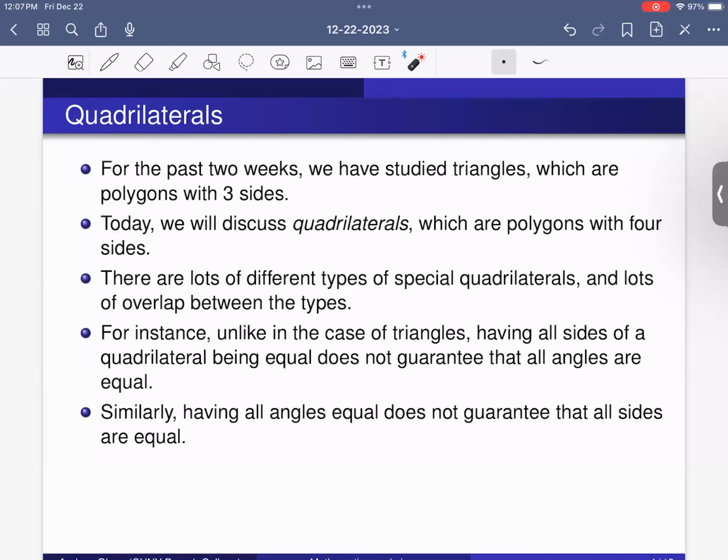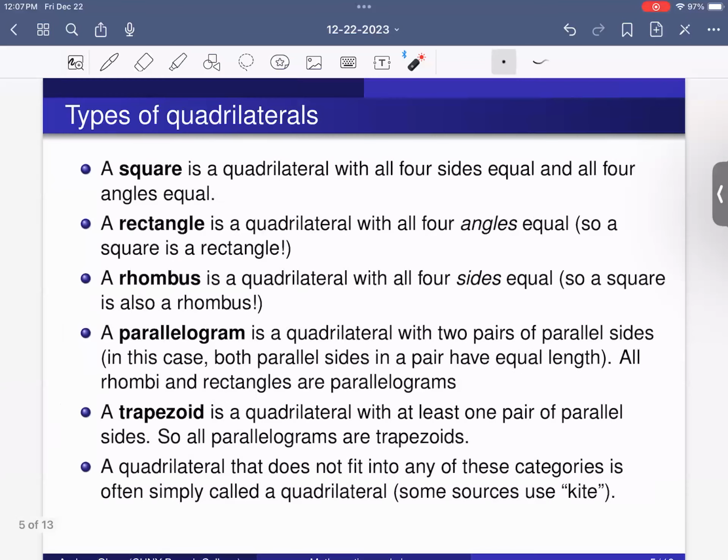Okay, so here are all these different types of quadrilaterals that we get. So you've heard of most of these. So a square, we all know what a square is. It's a quadrilateral with 4 sides equal and all 4 angles equal. And this means also that all angles are right angles, right? Because if all 4 angles are equal and they add to 360, that means each one is 90 degrees.